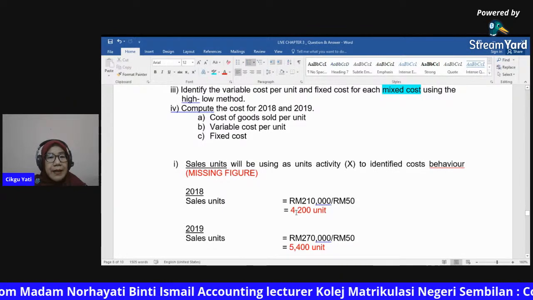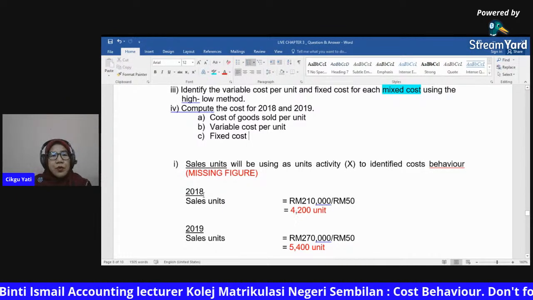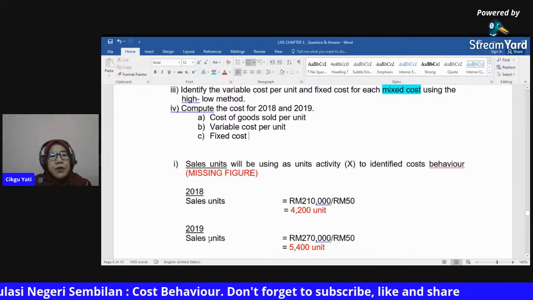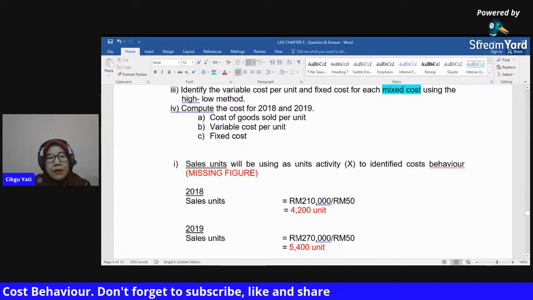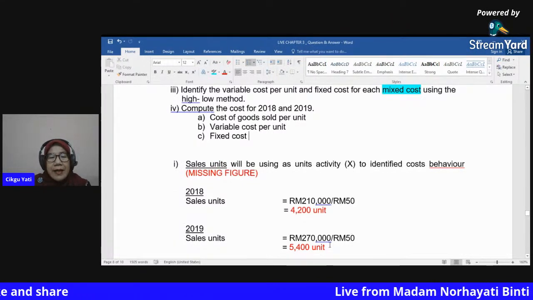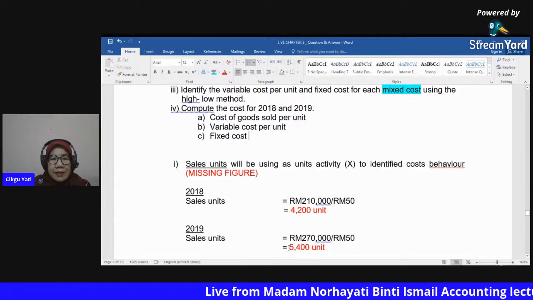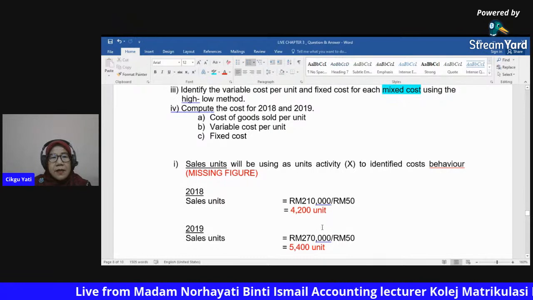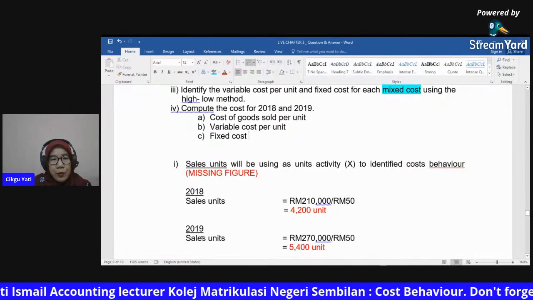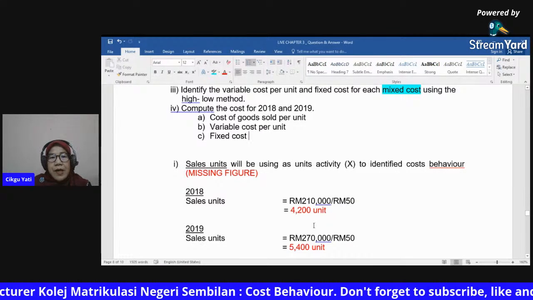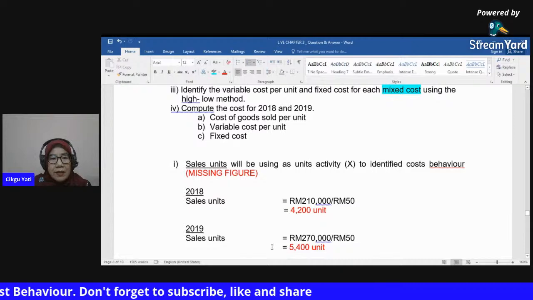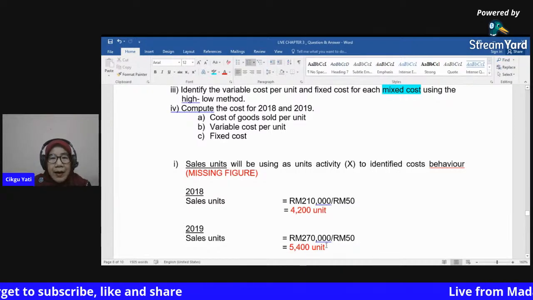So this is the level of activity, or sales in units, for 2018, and you have to calculate sales units for 2019. So this is total sales divided by selling price. So you will get the answer for level of activity in terms of sales units. From these years, 2018 represents the lowest units, and 2019 represents the highest units.